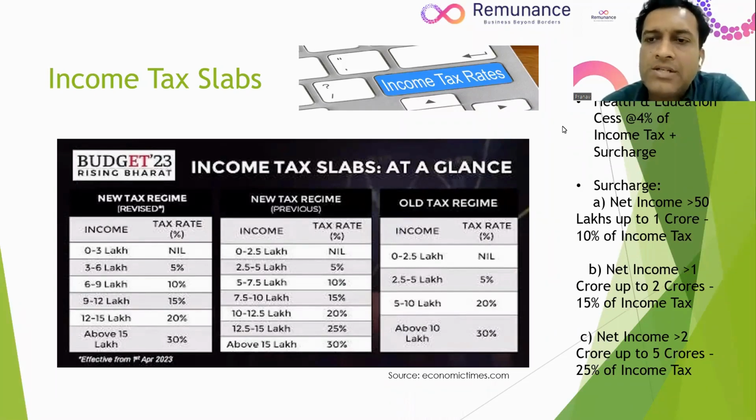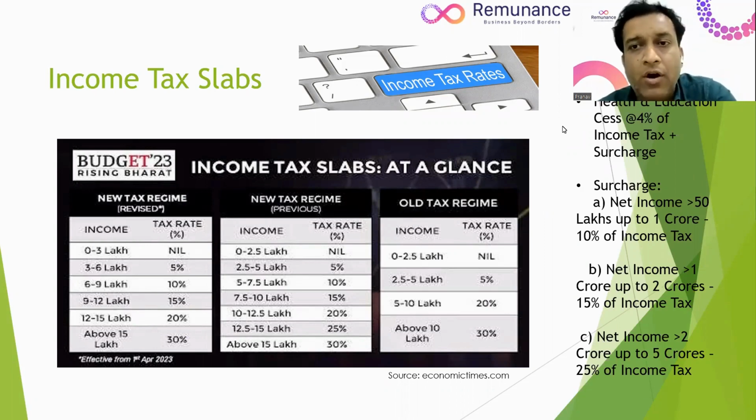Now to whom is surcharge applicable? For those who have net taxable salary income above 50 lakhs. So only for those is surcharge applicable. I have given the rates of surcharge, and surcharge is also on the tax. Okay, so 10% of tax, 15% of tax, or 25% of tax, depending on your income level above 50 lakhs.